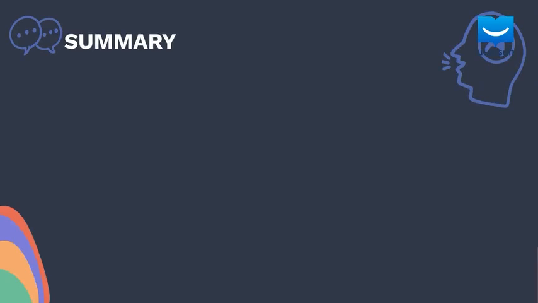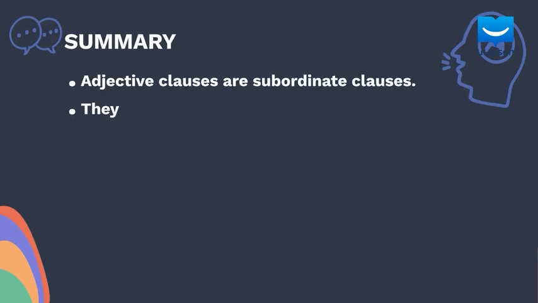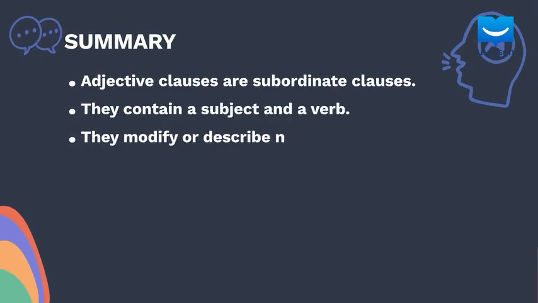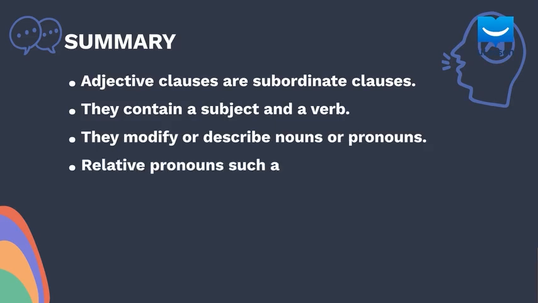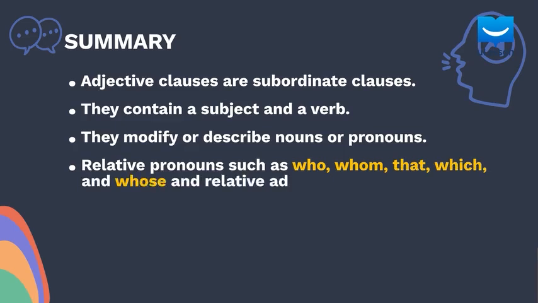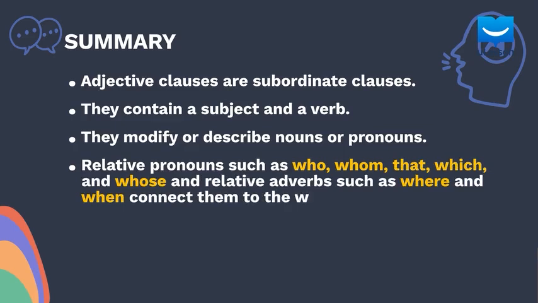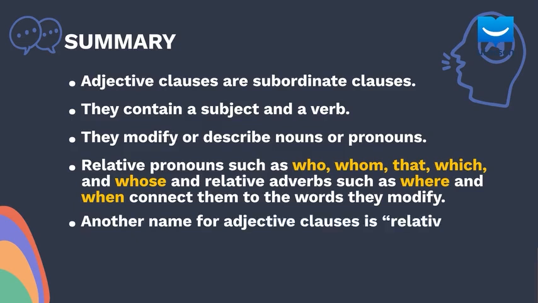We mentioned that adjective clauses are subordinate clauses. They contain a subject and a verb. They modify or describe nouns or pronouns. Relative pronouns such as who, whom, that, which, and whose, and relative adverbs such as where and when connect them to the words they modify. Another name for adjective clauses is relative clauses.